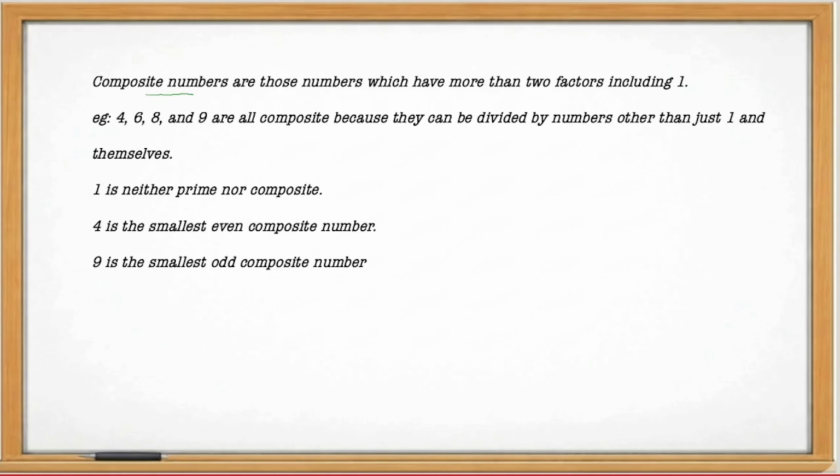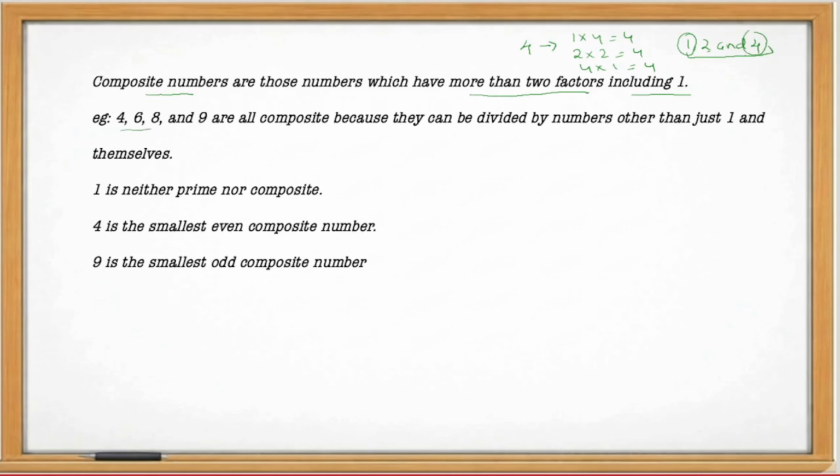Composite numbers. Composite numbers are those numbers which have more than two factors including 1. For example, if we take 4, we can write 1 into 4 is how much? 4. 2 into 2 is what? 4. 4 into 1 is again 4. So we have 1, 2 and 4 as factors. That means three factors we are getting: 1, the number itself, and 2. So more than two factors we are getting including 1. This type of numbers are known as composite numbers.